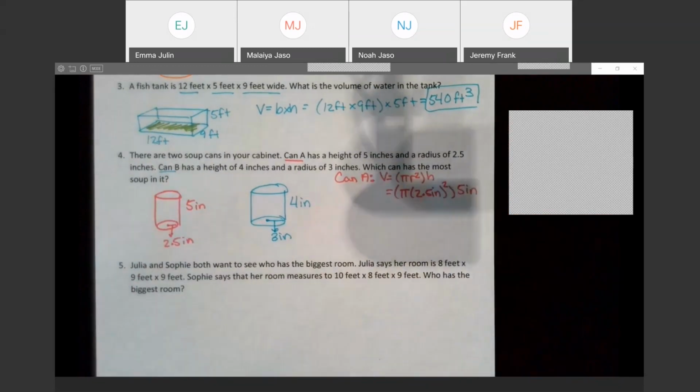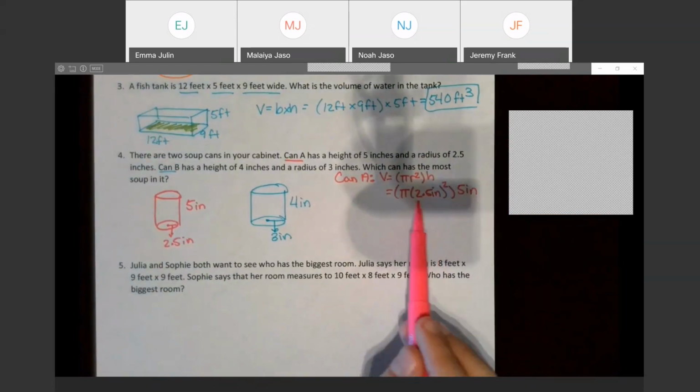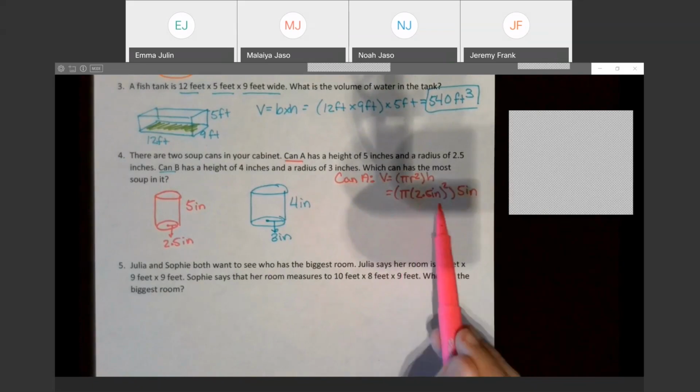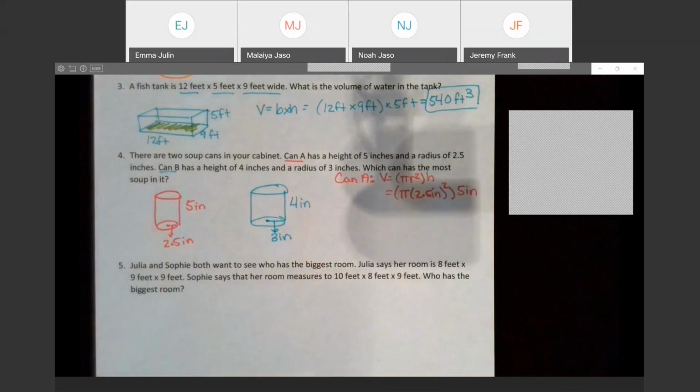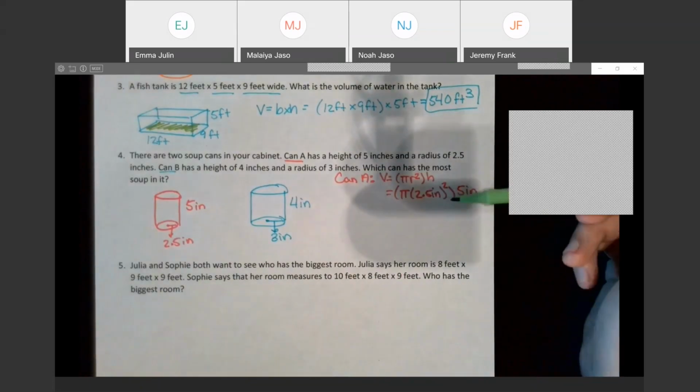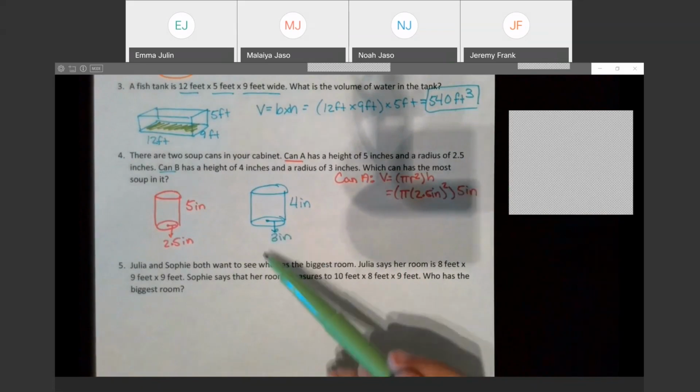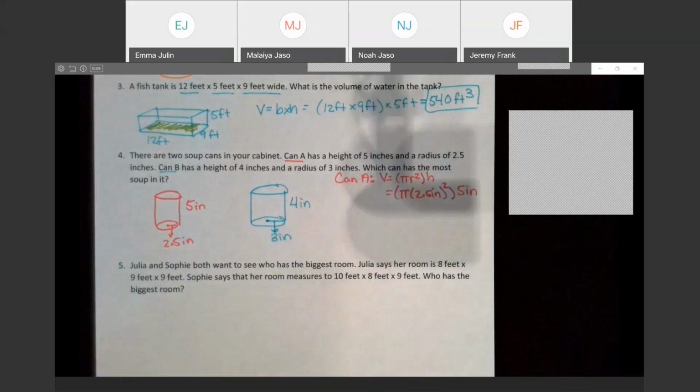And again, you can take this in stages. There is no need for you to multiply straight through. You can do pi times 2.5 inches squared times 5. Do this all at once. To illustrate that point, I'm going to do it all at once again for can A, and then for can B, I'll take it in stages so you can see why it works.